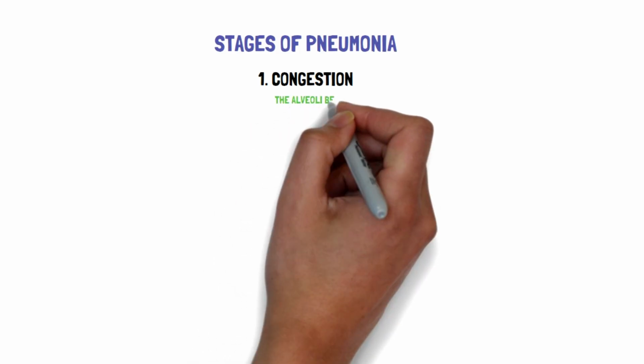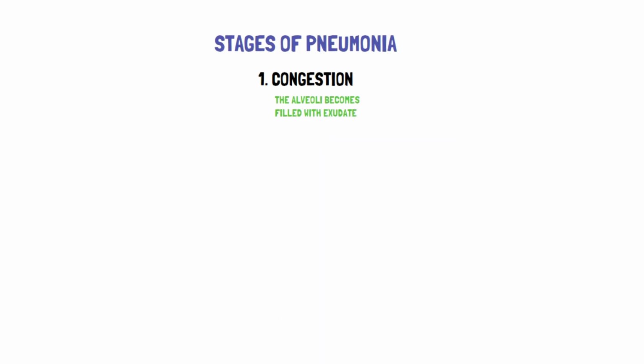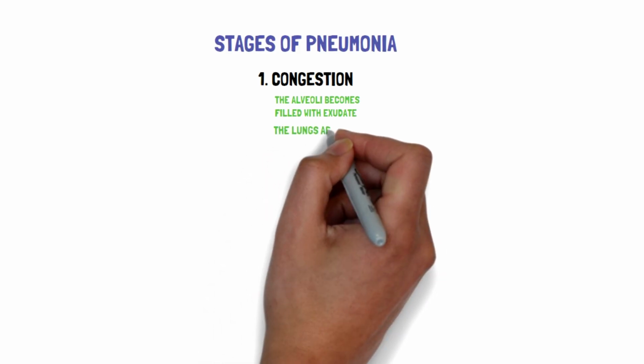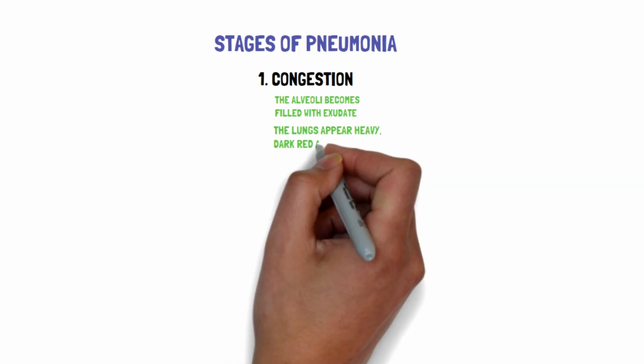There are actually 4 main stages of pneumonia. That's in the case of lobar pneumonia. The first stage is congestion. This is the early response to infection. The alveoli become filled with exudates, that's a protein-rich fluid, as capillaries become congested and leaky. Bacteria multiply rapidly in the alveolar spaces. The lungs appear heavy, dark red, and bulgy.